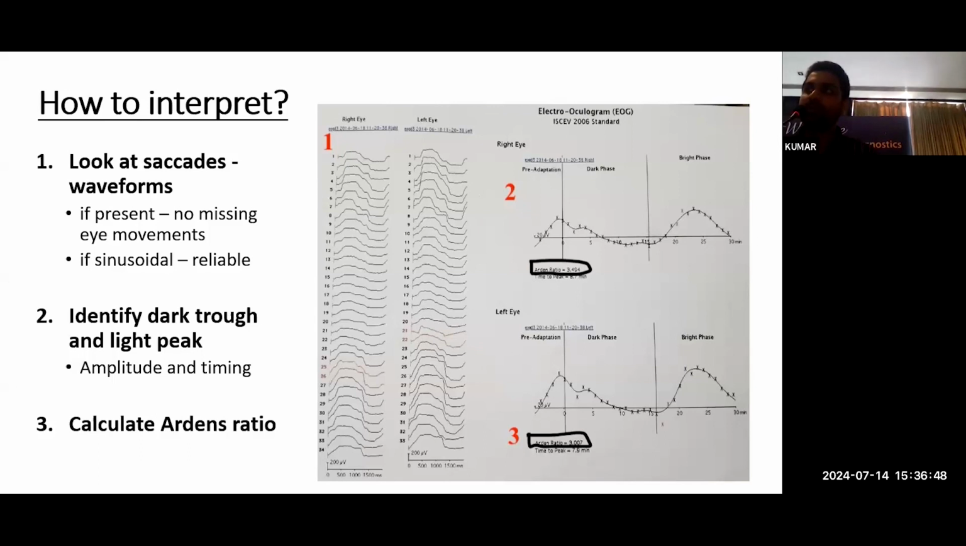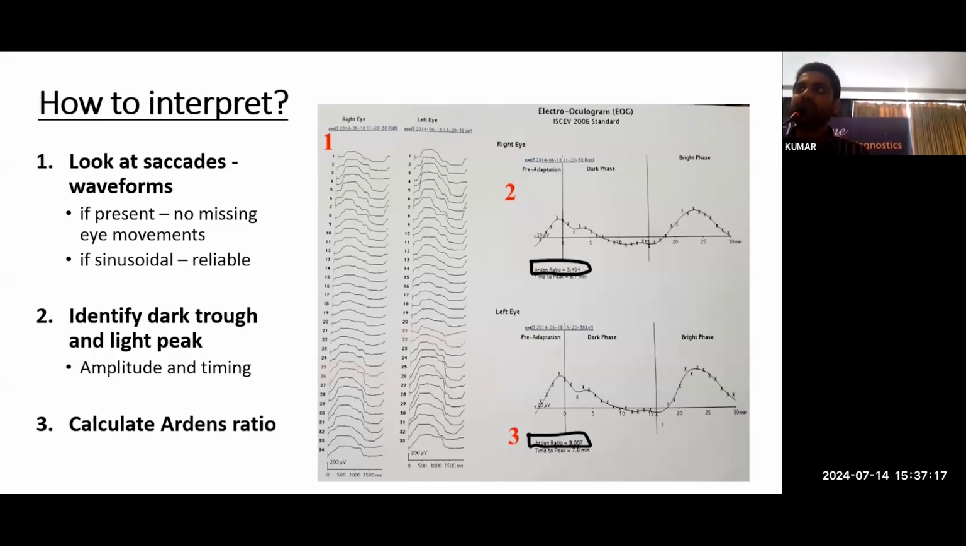The second part you look at is the graph, which has the light phase and the dark phase. There you mainly need to identify where the light peak and the dark trough are, their amplitudes, and the time of occurrence. The third part, which is the most important, is the Arden ratio. Here you needn't divide and calculate; it will already be given in the report. In this report, it's written as the right eye about 3.4 and the left eye about 3.007.